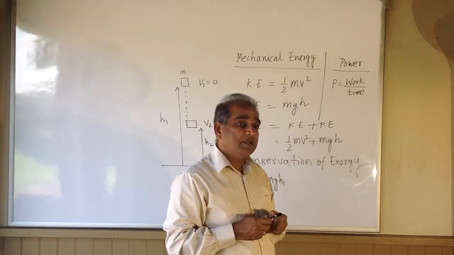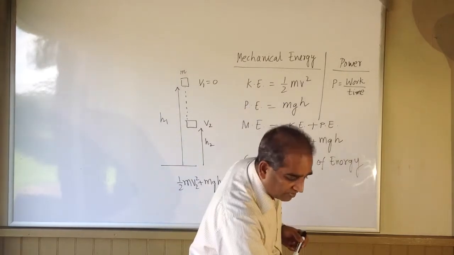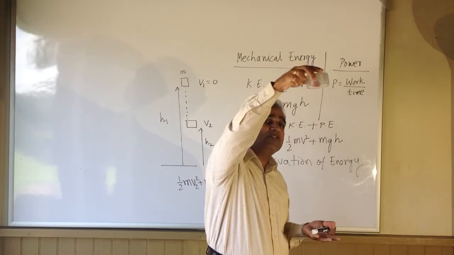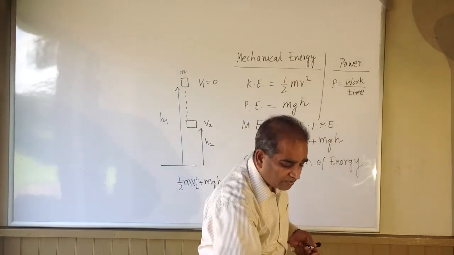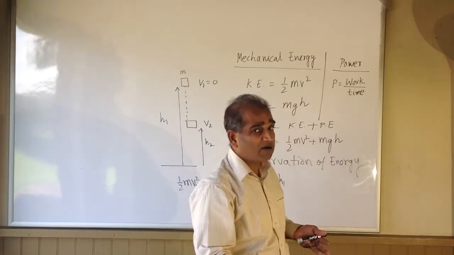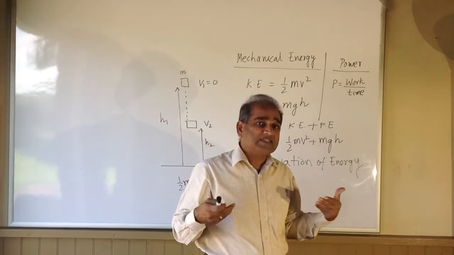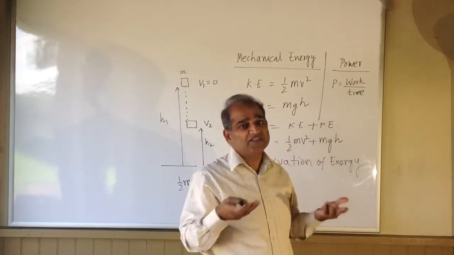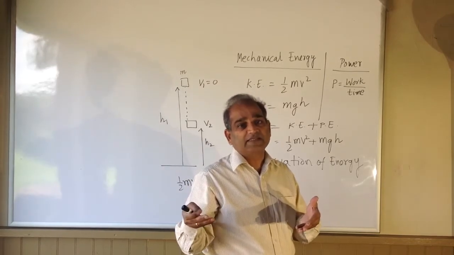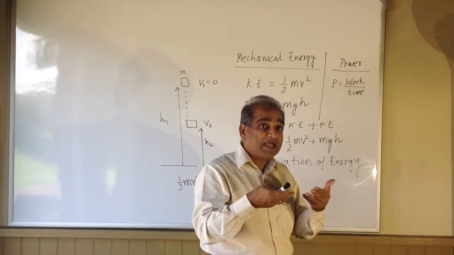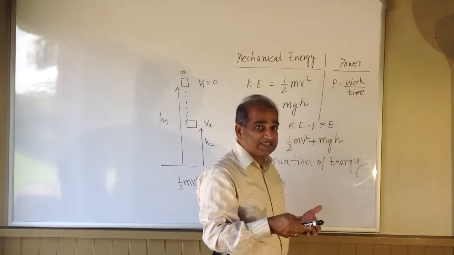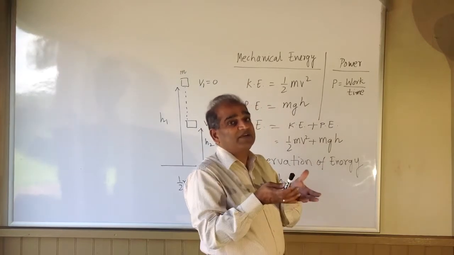So for example, I lift a particle from this table to a height h, let's say in 2 seconds, and another person lifts the same body to the same height in 4 seconds. So the work done by both of us is the same because mgh is the same, but I did it in 2 seconds, he did it in 4 seconds. So the power I apply is greater than the power he applied because the time taken for me is less. So if time is less, the power is greater.